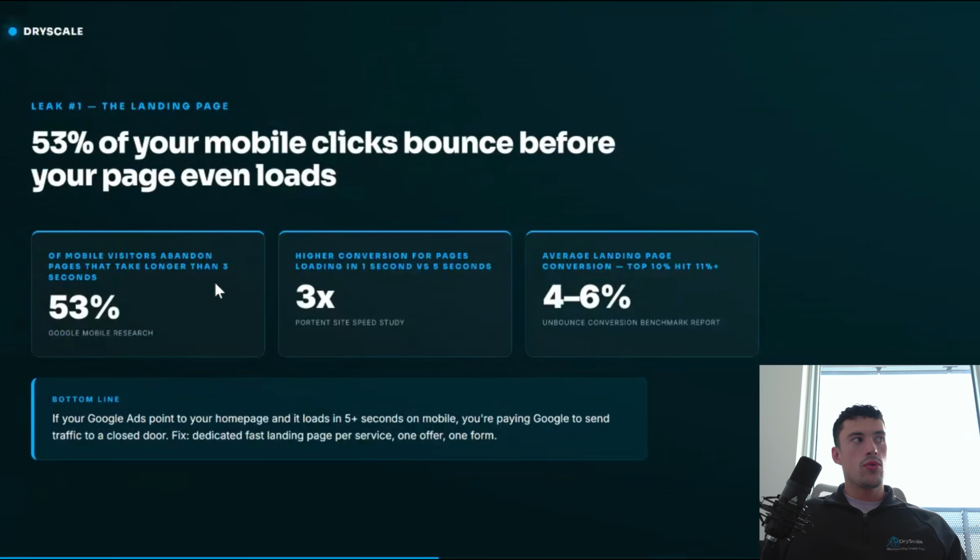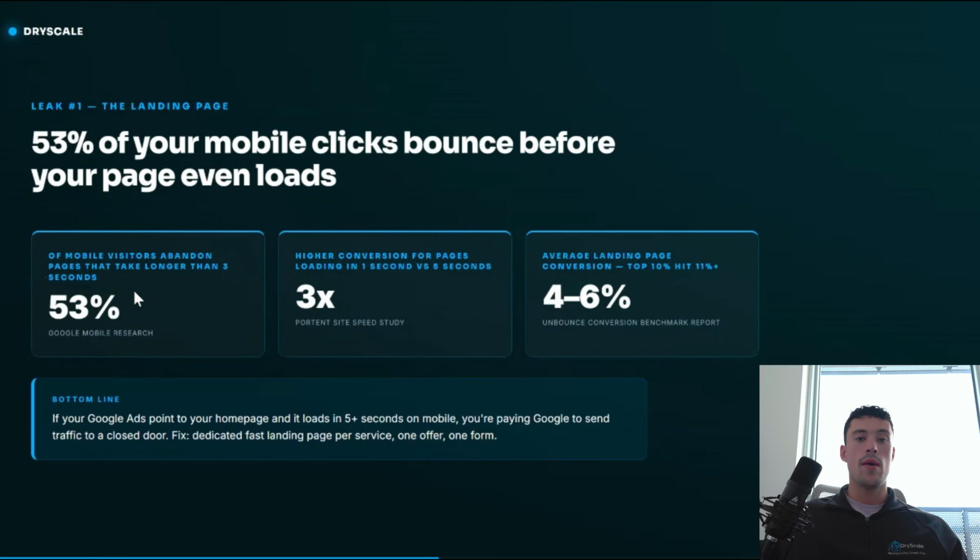Now, leak number 1, 53% of your mobile clicks bounce before your page even loads, because a lot of people are sending them to their homepage or non-city specific service pages, and you are just going to see a massive drop off if the site is not optimized, and we see this all the time as well. This is Google mobile research. These are, again, not numbers I'm pulling out of nowhere. 53% of mobile visitors abandon pages that take longer than 3 seconds to load.